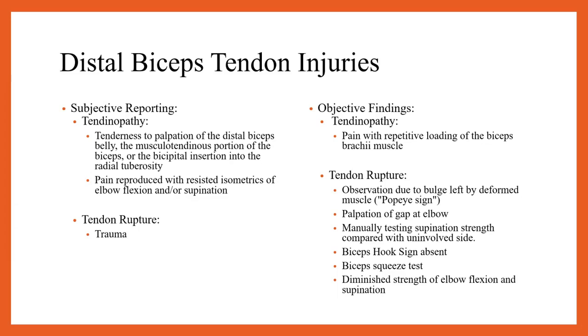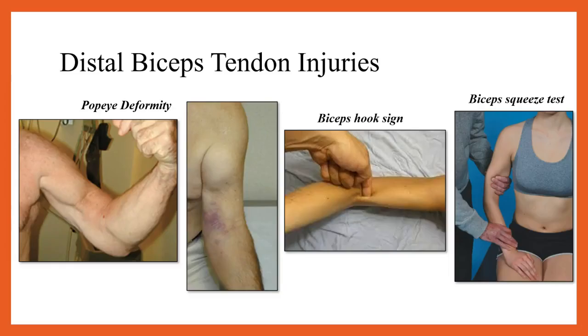Manual muscle testing, supination strength is going to be very weak, and elbow flexion strength is going to be weak. Biceps hook sign will be absent. The bicep squeeze test will also be absent. And then there's diminished strength of elbow flexion and supination.